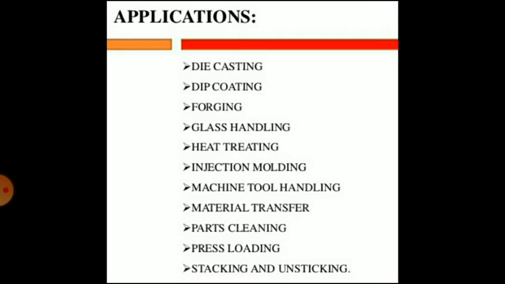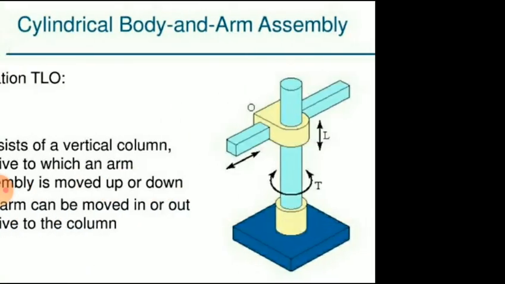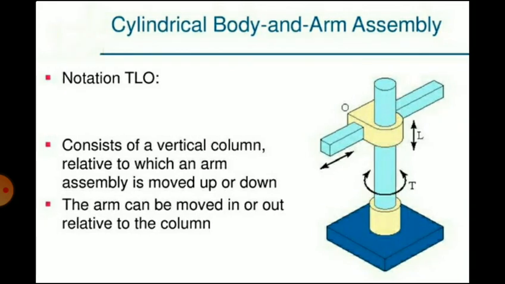The applications of polar configurations are die casting, dip coating, forging, glass handling, heat treating, then injection molding, machine tool handling, material transfer, parts cleaning, press loading, and stacking and unstacking. These are the applications of polar configuration. Then second configuration in a body and arm configuration is cylindrical configuration.